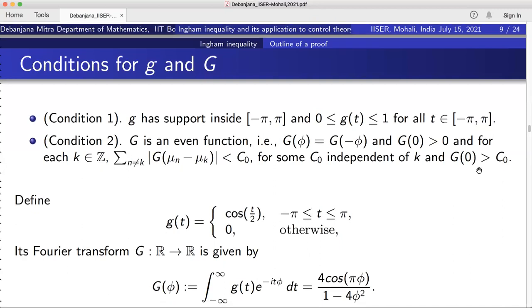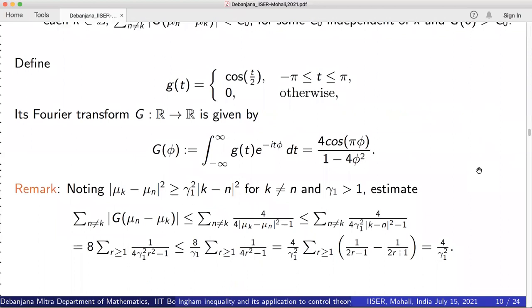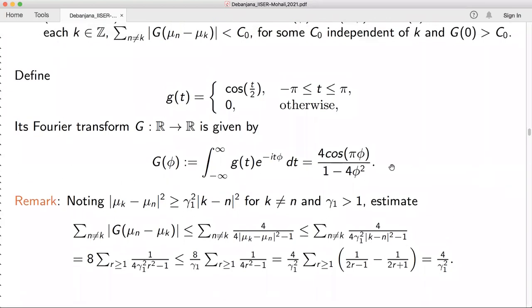Okay. So the choice is given in Ingham's paper, but there are plenty of other choices of such functions. Here I have taken whatever Ingham suggested. So here the small g of t he took is cos(t/2) when modulus t is less than or equal to pi, and otherwise it is equal to 0. Then if we calculate capital G of phi, it will have this form: 4 cos(pi phi) divided by 1 minus 4 pi squared phi squared.